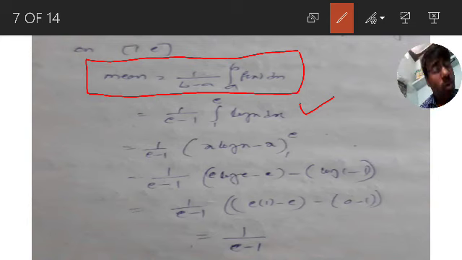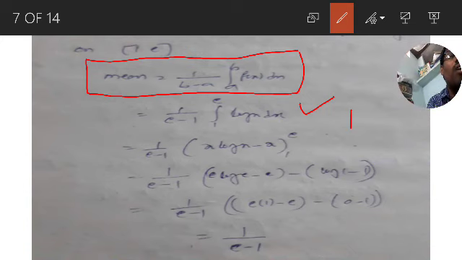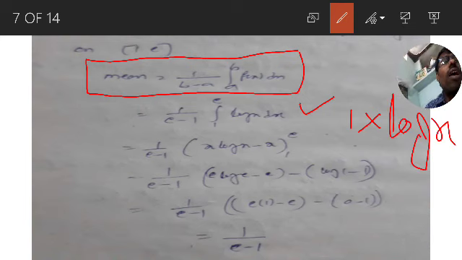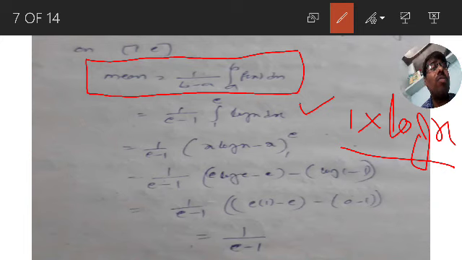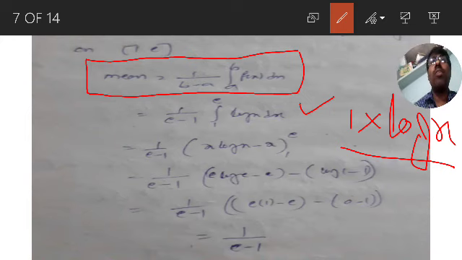And if you are unable to remember, then apply the product rule here. Write log x as 1 into log x. Once you write 1 into log x, it is a product rule. 1 is an algebraic function and log x is a logarithmic function. Algebraic first and logarithmic second: u is equal to 1 and log x is equal to v.